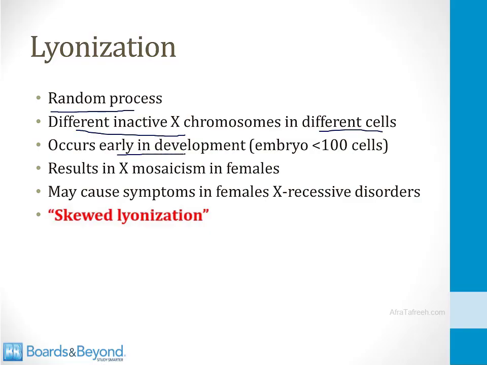This occurs early in development at a stage when the embryo has less than 100 cells, and it results in X mosaicism in females. In other words, different cells in the body will have a different X chromosome that is working compared to others. This can potentially lead to symptoms in females of an X-linked recessive disorder if the process results in what's known as skewed lionization, where relatively more of the healthy X chromosomes become inactive and relatively greater numbers of the diseased X chromosomes are active, especially in the tissues where that X chromosome can cause disease.